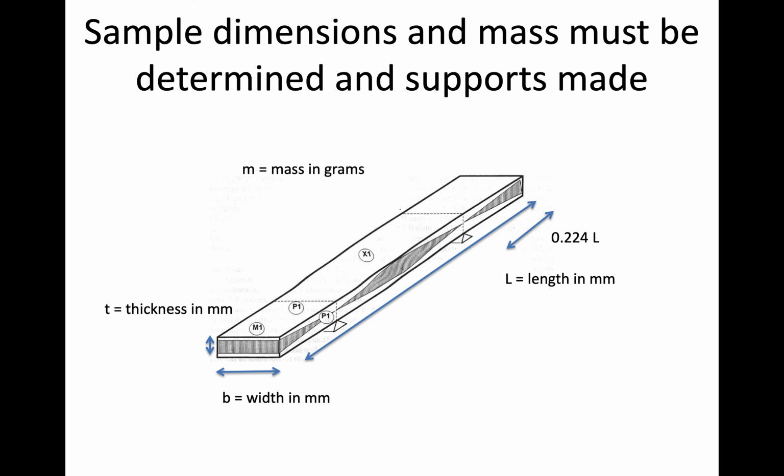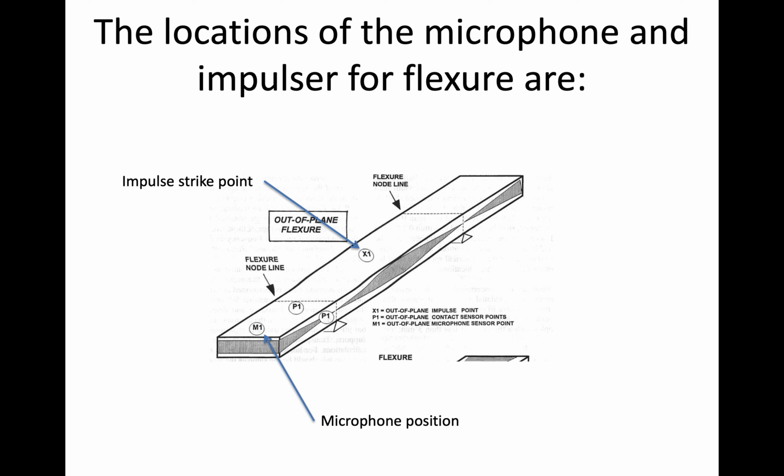So after the supports are made, after dimensions and mass are taken, then we place the microphone and the hammer or striking tool, which is just a ball bearing attached to a flexible piece of plastic. So in this case, you strike the material right in the middle in Flexure with the supports here and here, and then the microphone goes on the end, right in the center on the end in the microphone position. So M for microphone, X for striking.